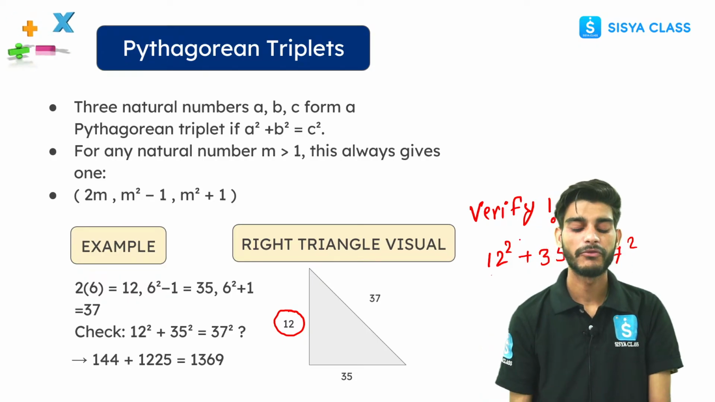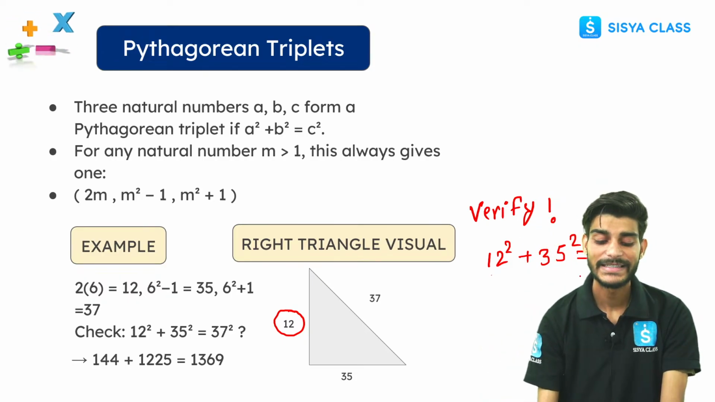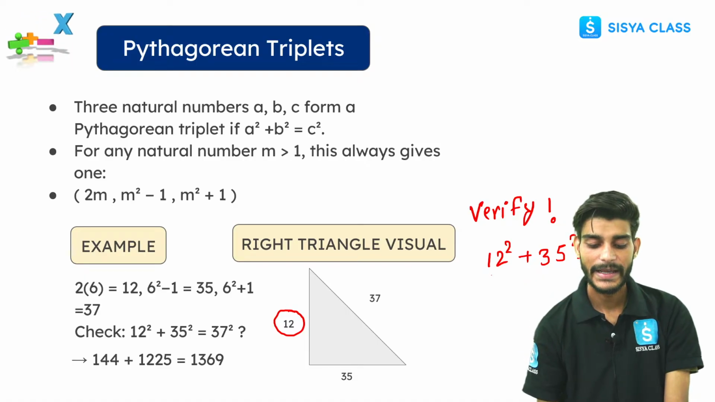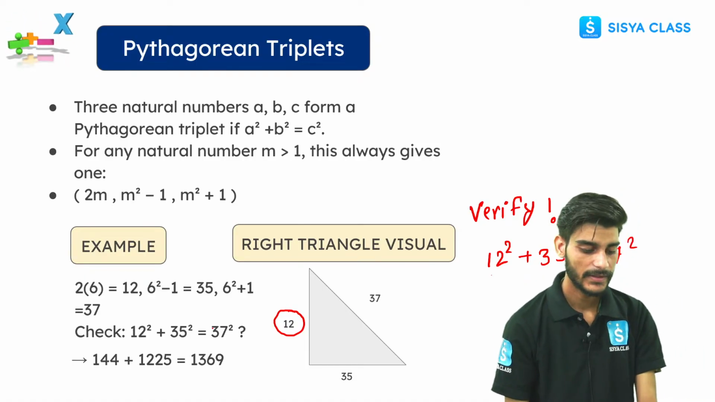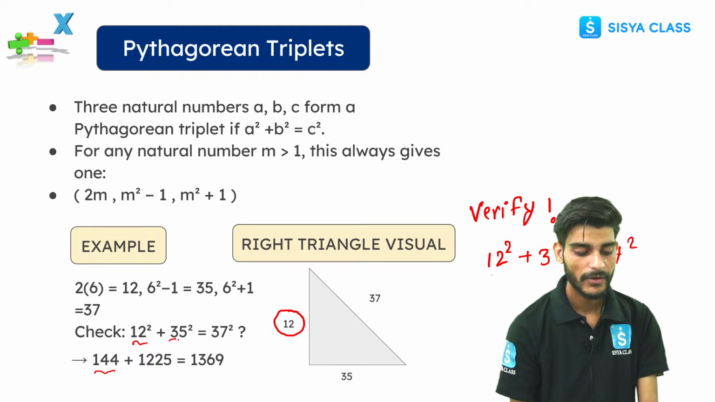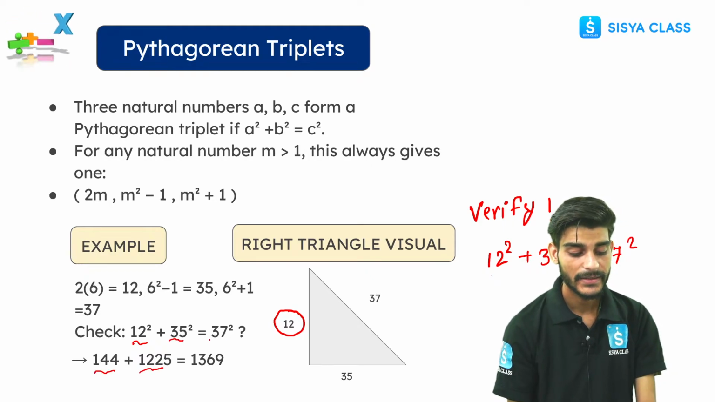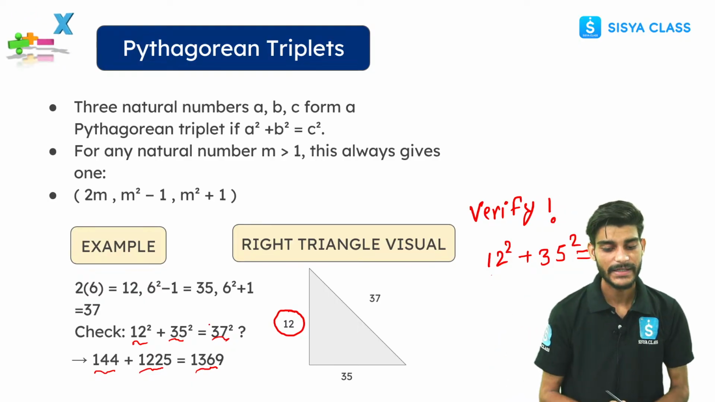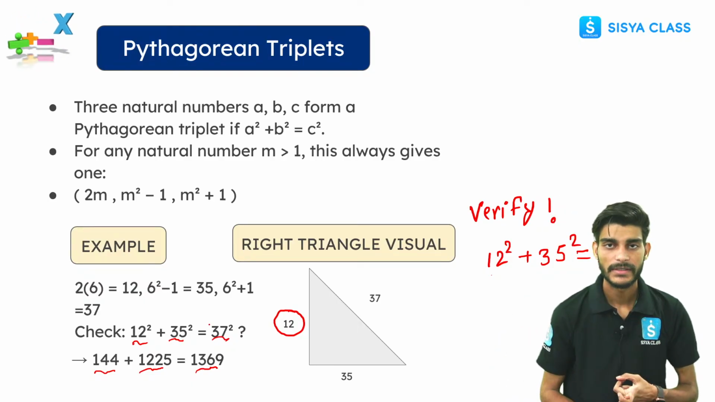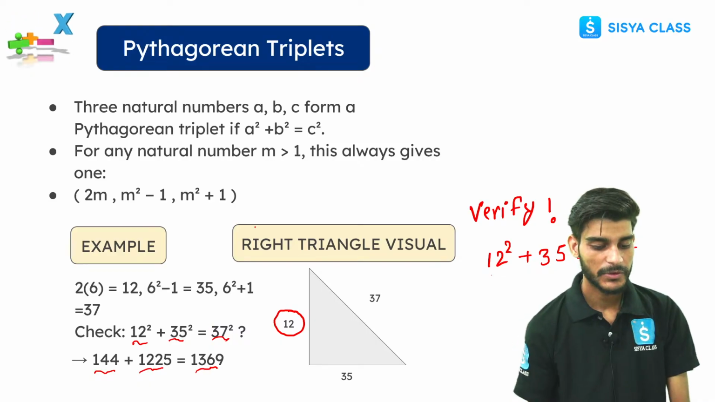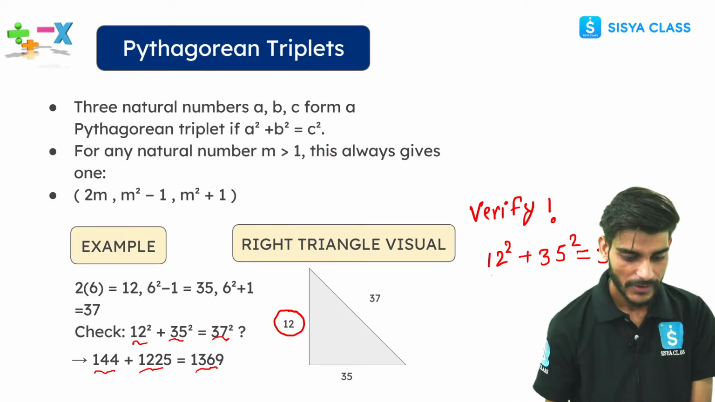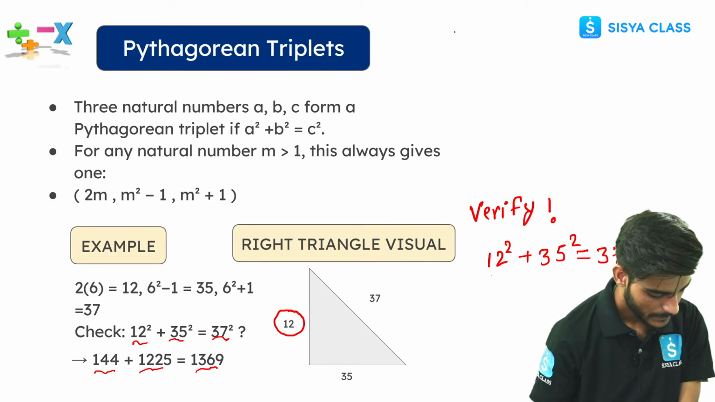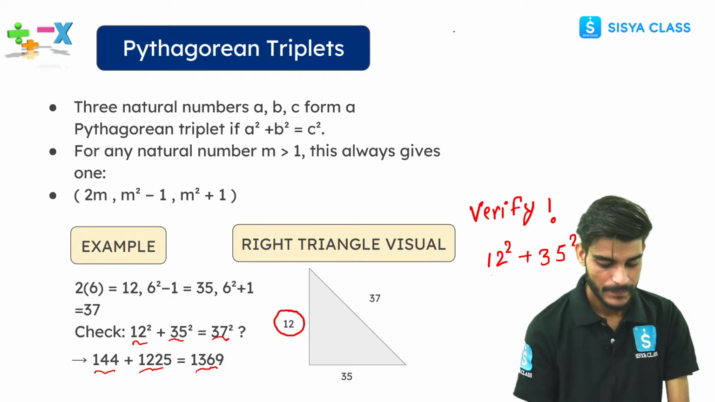Find the square of 12 and the square of 35. You will see that if you add these two numbers, you will get the square of 37. Here I have found the square of 12 is 144. The square of 35 is 1225. And the square of 37 is 1369. So left hand side equals right hand side, meaning the Pythagoras theorem is satisfied here. Clear? So Pythagorean triplets are clear to you? I hope so. If you have any doubts, you can ask me. Once again, I am asking. Any doubt? No?